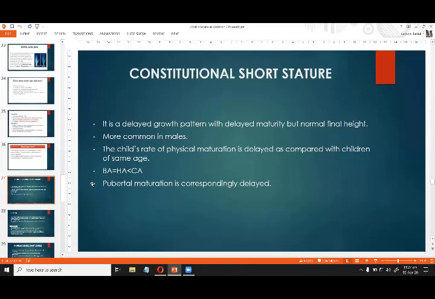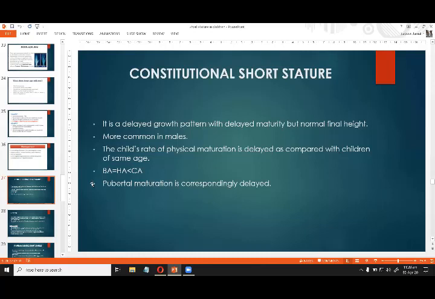First of all, constitutional short stature. What is constitutional short stature? It is a delayed growth pattern with delayed maturity but normal final height. Basically, there is a delay in growth and delay in maturity, but the final adult height that is achieved is normal. More common in males, the child's rate of physical maturation is delayed as compared with children of the same age. Bone age is equal to height age and less than chronological age.